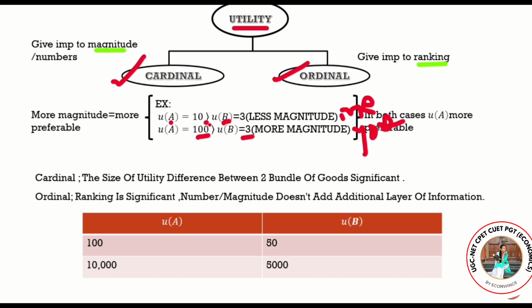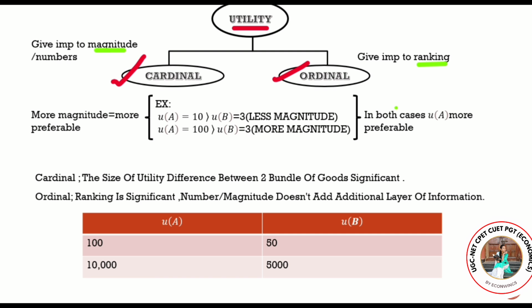But in the case of cardinal utility, we look at the magnitude. Here the magnitude is more in your case and less in mine, because I have a smaller difference, 10 and 3. But in your case, there is a huge difference between 100 and 3. So you have more magnitude. But in both cases, A is more preferable because it has more numbers or more magnitude. In the case of ordinal, we only consider the ranking.